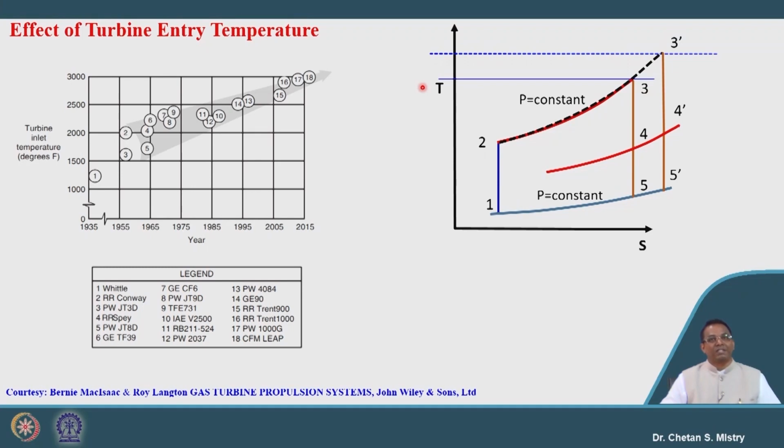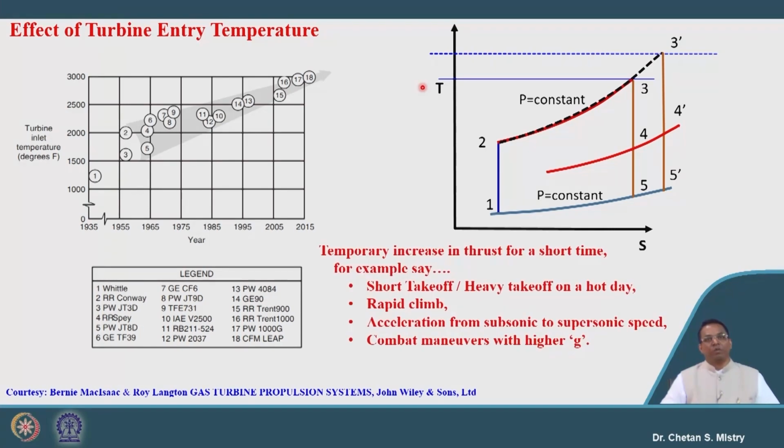But we have realized the problem is with the turbine entry temperature. The turbine entry temperature is a metallurgical constraint. If we move beyond a certain temperature, the blades of the turbine will melt. Now suppose I don't want to raise the turbine entry temperature, but I have special kinds of requirements now.